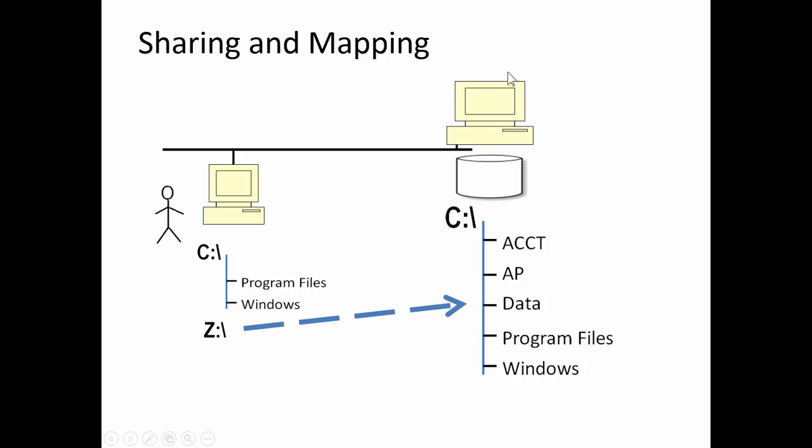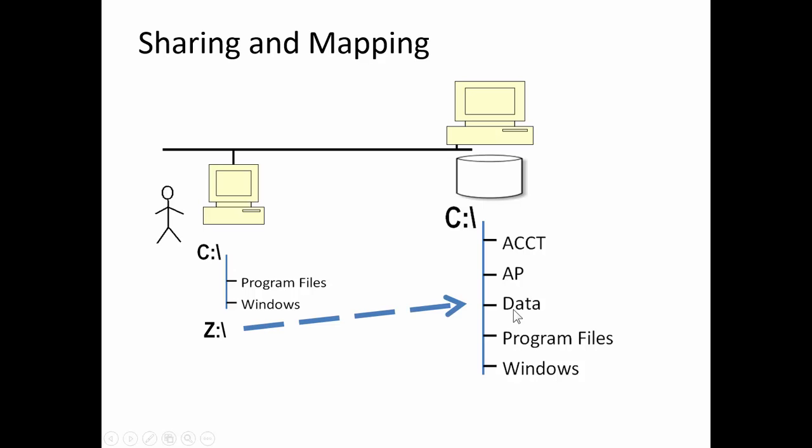Now, previously we talked about what it means to share a file. You might have a server up here and it has a folder and you want users to be able to get to it. So what we do is we share that folder. And then after we share the folder, then users can access that folder, and that is called mapping a network drive.